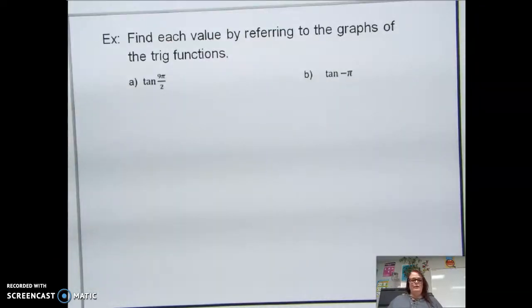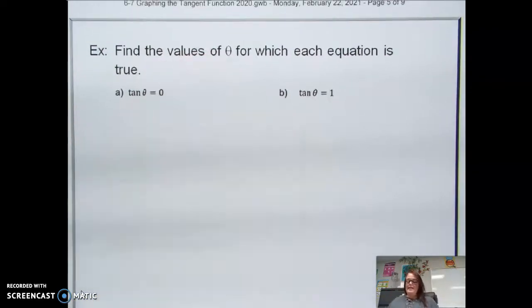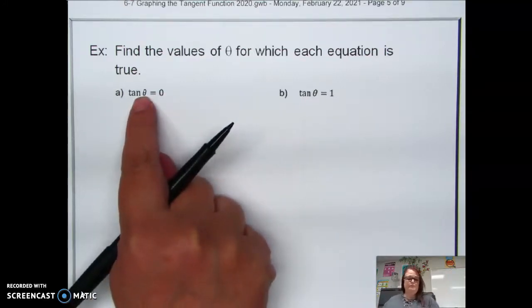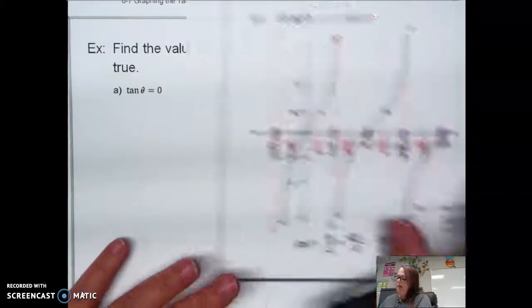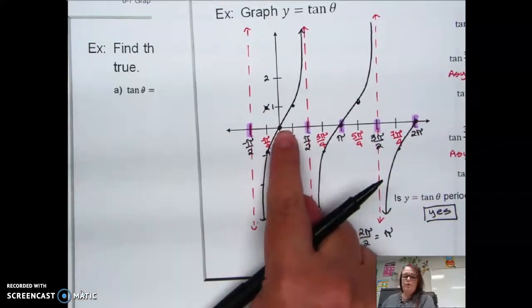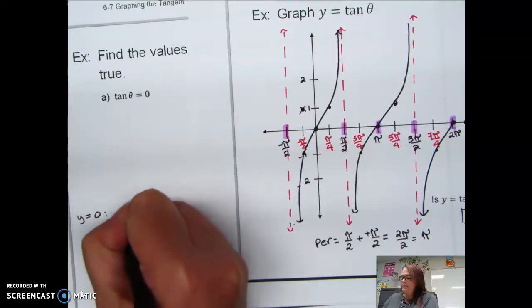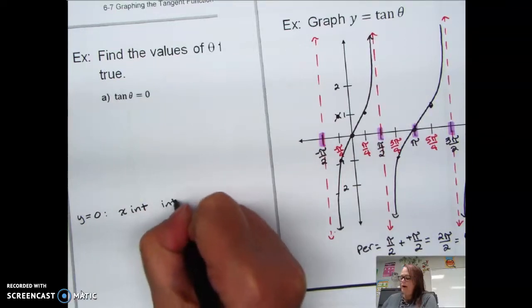Looking at the next set of questions, in this case, this one is going to say find the values for theta. So where in the previous problem I already knew the theta and I was looking for the y value, in this case, I know the y value and now I'm looking for the theta value. Okay, so some y values that we're going to be looking at, I've got y values of 0. And so that's going to be my x-intercept. So y is equal to 0 at an x-intercept. And we said that that occurs when we have an integer times pi.